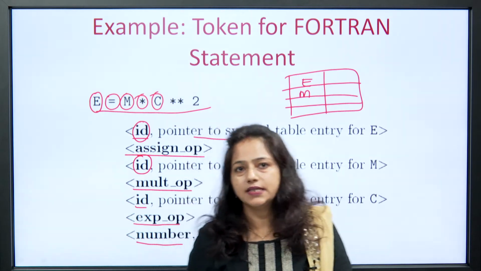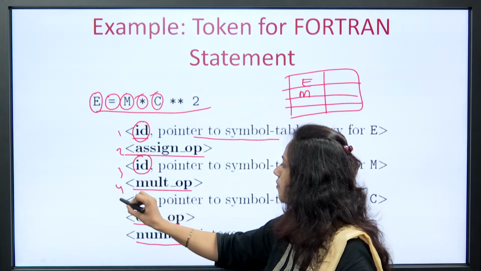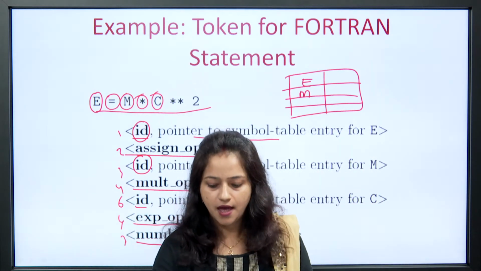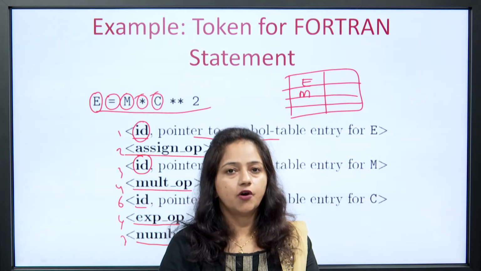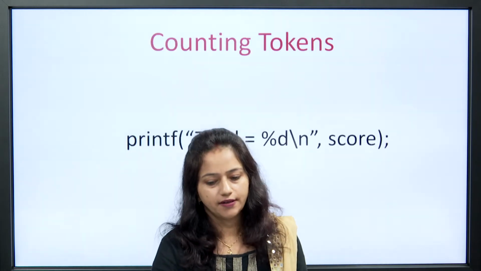So, how many tokens are there? We can easily count. Tokens are 1, 2, 3, 4, 5, 6 and 7. Total 7 tokens are there, and we can find what the token class is and what the attribute value is for this.